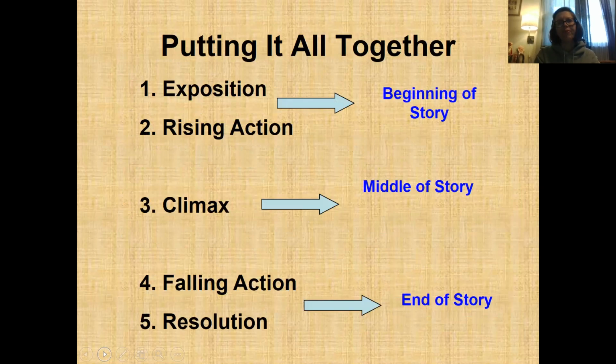All right, so kind of summing it up, putting it all together. Part one, the exposition, is the beginning of your story, and your rising action, that makes up the beginning of your story. Then your middle of the story, that's when your climax occurs at the top of the mountain. And then the end of your story includes the falling action and then the resolution or the conclusion.